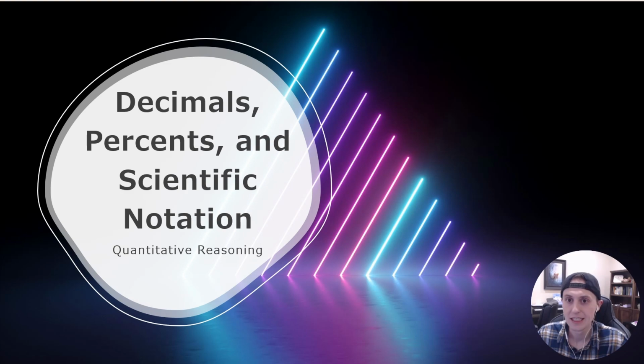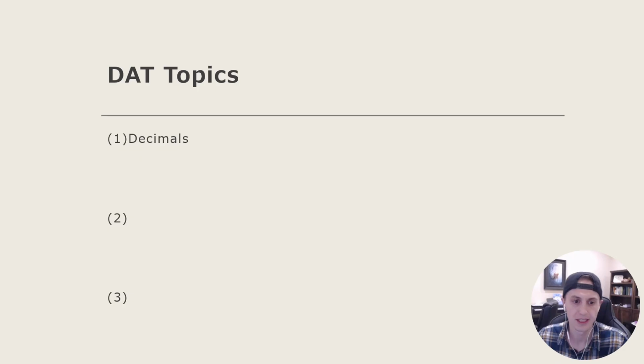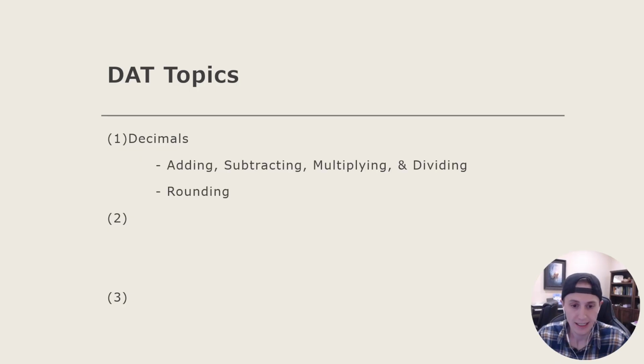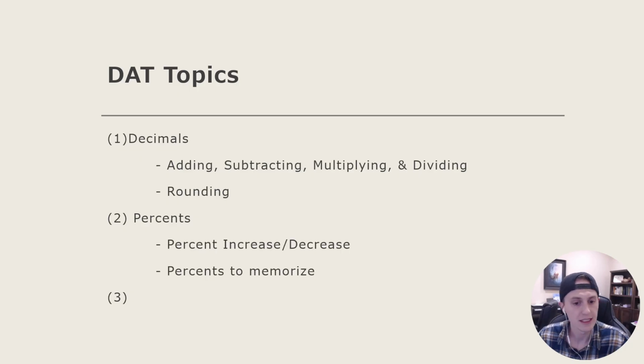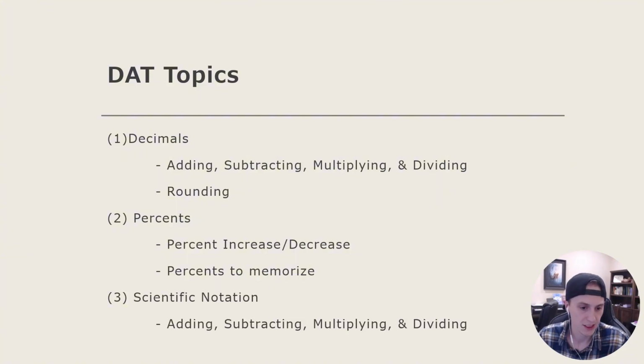In the next section: decimals, percents, and scientific notation. A couple of the DAT topics we're going to talk about today, starting off with decimals. We're going to talk about adding, subtracting, multiplying, and dividing decimals, then rounding. That second topic, percents: we're going to talk about percent increase and percent decrease, and then percents for you to memorize. And the last section is scientific notation: adding, subtracting, multiplying, and dividing in scientific notation.